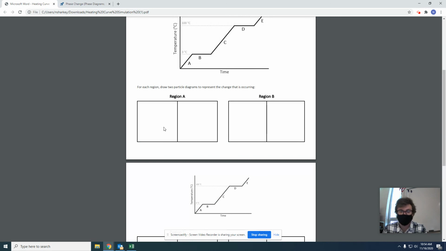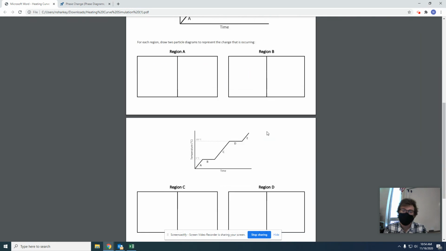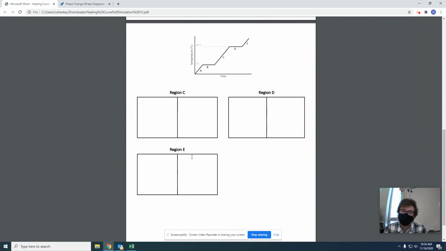When we're drawing particle diagrams of solids, we don't really need to focus on the motion because we know that solid particles are vibrating. They're not standing perfectly still. But if we try to draw in those vibrations, our particle diagram can get a little cluttered and messy. So instead, we can just focus on the spacing of the solid. And then as we get into region B, that's where we can really start to show some differences because we'll have a mixture of solid and liquid as it's melting. And then we'll leave C, D, and E up to you.